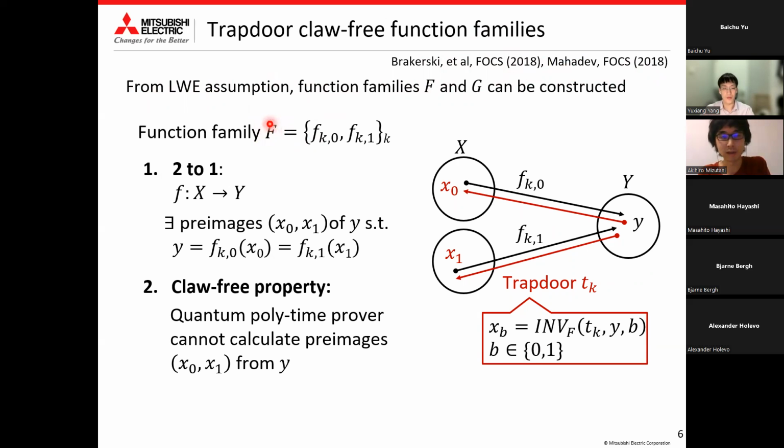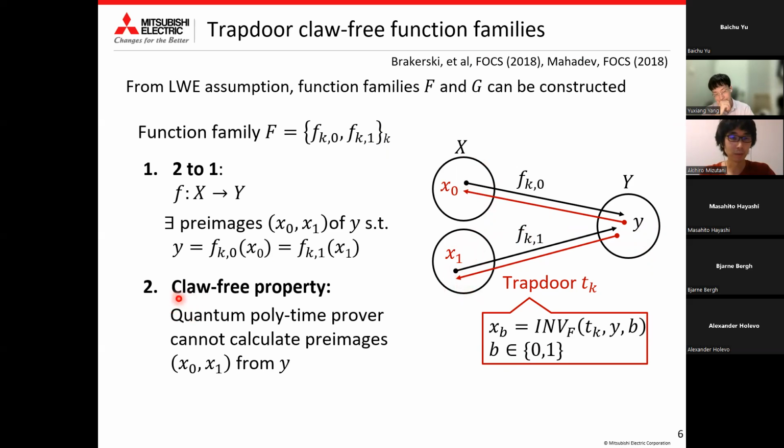This is a set of function pairs F0 and F1. Here K is the public key of the LWE problem. The important property of this function is that it is 2-to-1. This means that for any image Y, where Y is the output of function F and is a bit string, there exist two preimages, X0 and X1, such that this condition holds. So for a given Y, there exist preimages from F0 and F1.